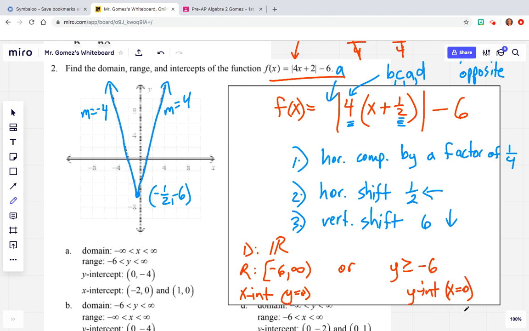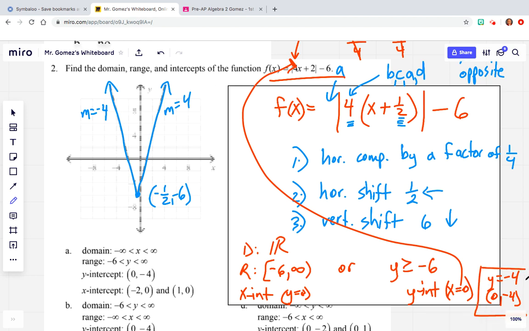So I think the y-intercept is easier to get because I can just plug in 0 for x into my original equation. So in my original equation, I'm just going to plug in 0 for x. So we get 0 times 4 is 0, plus 2 is 2. The absolute value of that is 2, and 2 minus 6 is -4. So we'll say y is equal to -4, or (0, -4). Either way, that's going to show us what our y-intercept is.